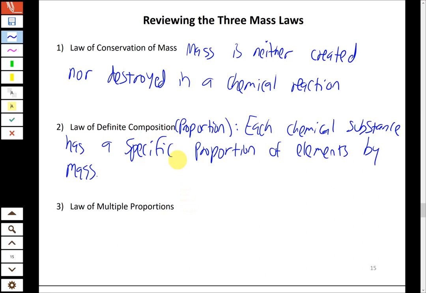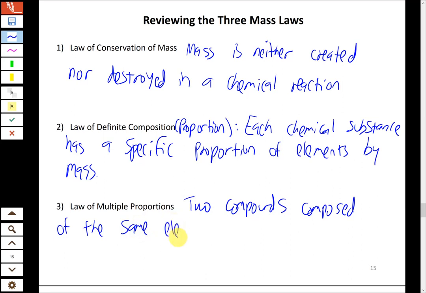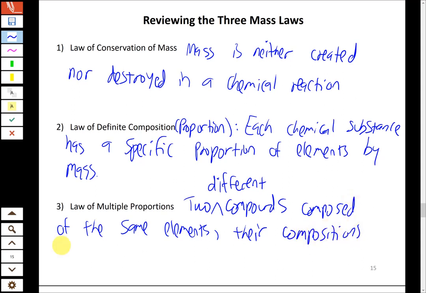So I won't write it all out again, but basically, if you have two different compounds composed of the same elements, their compositions are related in a simple way.